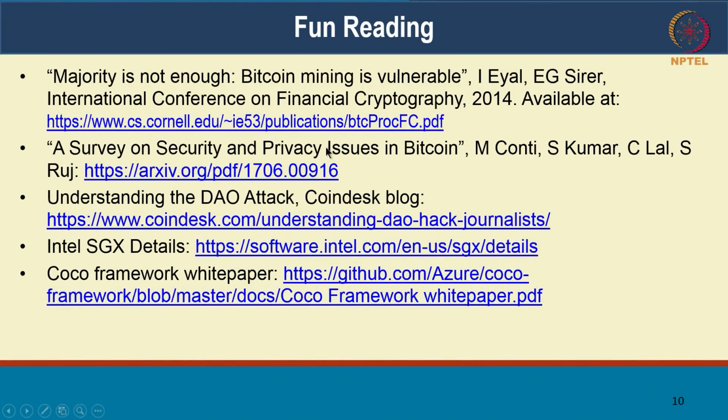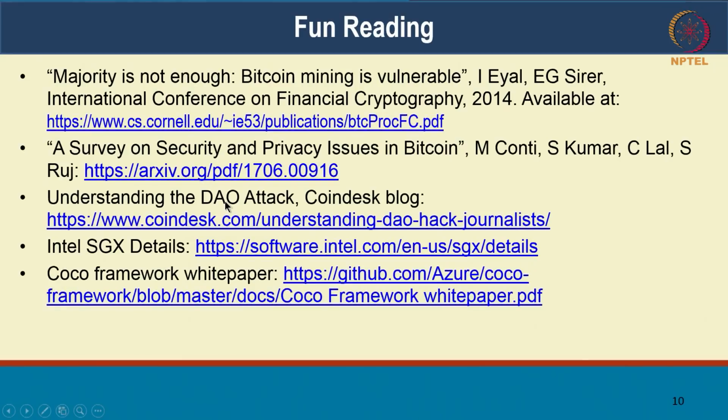And there is a survey on security and privacy issues in Bitcoin. This is right now available as a preprint on arXiv, so you can go read that. I think it gives you a good overview of what would be some good properties in security and privacy, and how Bitcoin does not have some of those properties.